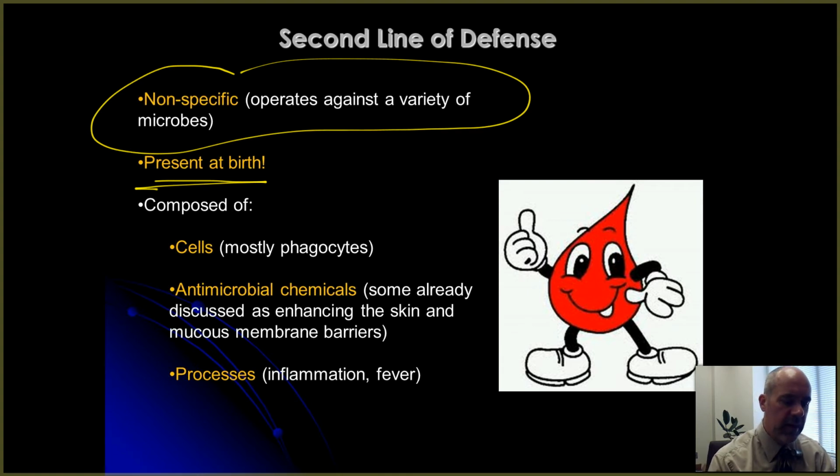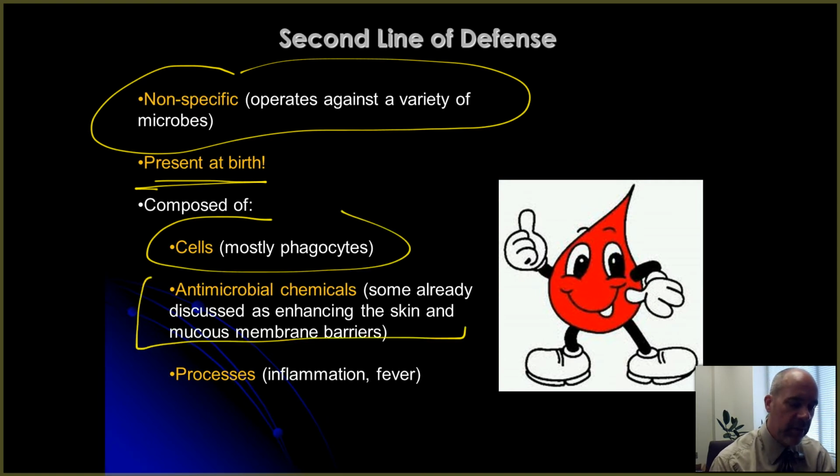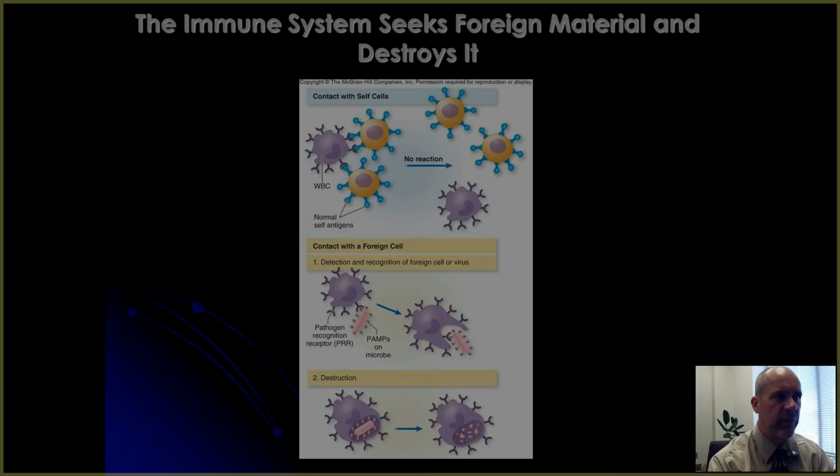So as part of your second lines, there are cells that are parts of our second lines of defense. Then there are antimicrobial chemicals, most of them are proteins, and some of those we've already discussed, the ones that are present in the skin and the mucous membrane barriers, like your defensins and dermcidins, but those overlap into some of these deeper tissues as well. Then processes, things like inflammation and fever, are aspects of these second lines of defense as well.